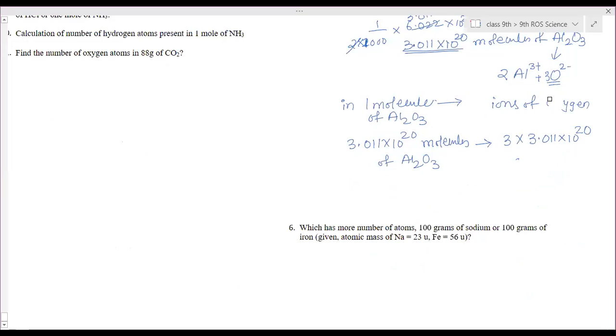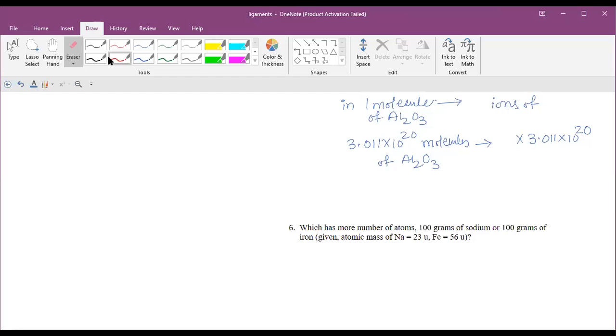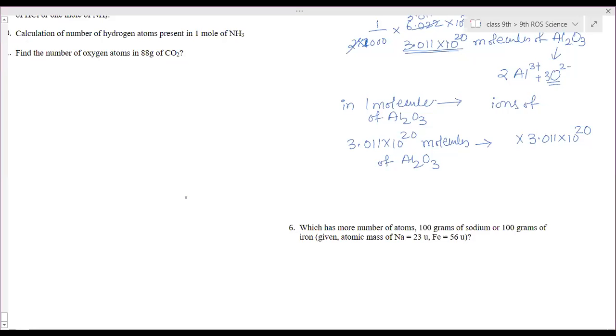I didn't understand one step, ma'am. One single step? No, ma'am, only one step. Here, ma'am, we are doing 3.011 into 10 to the power 20 molecules of Al2O3. After that, what are we supposed to do? You have to calculate in that one molecule is made up of how many?